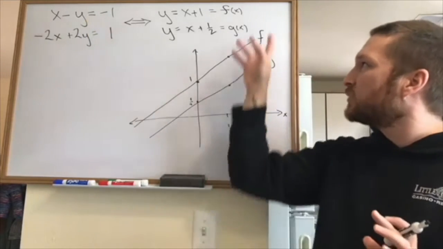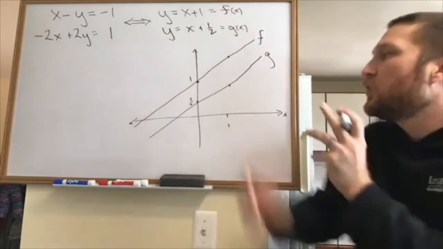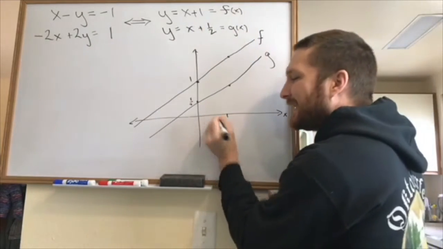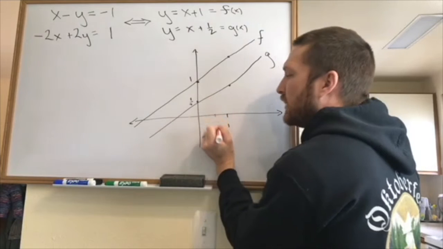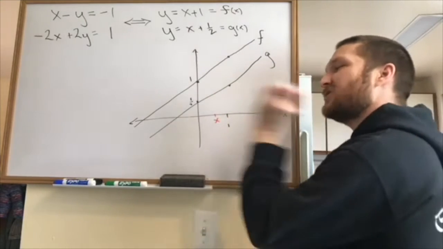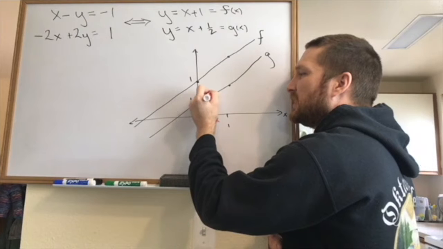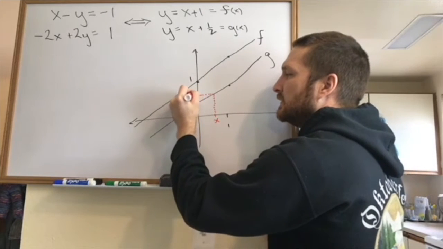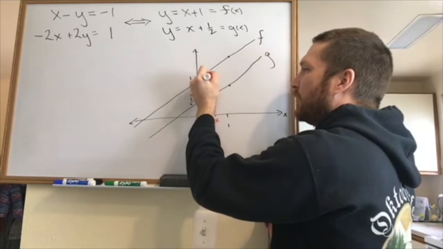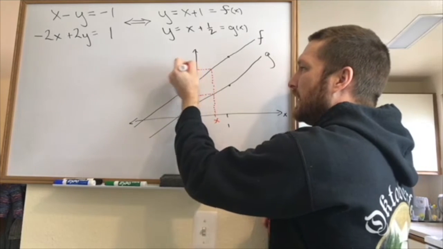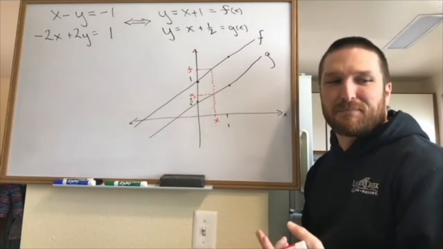And so what we said is, well, if we think about this as functions, we want to find an x value such that when I plug it in, the output of G is the same thing as the output of F. And now that we've graphed it, you could see that this is impossible.